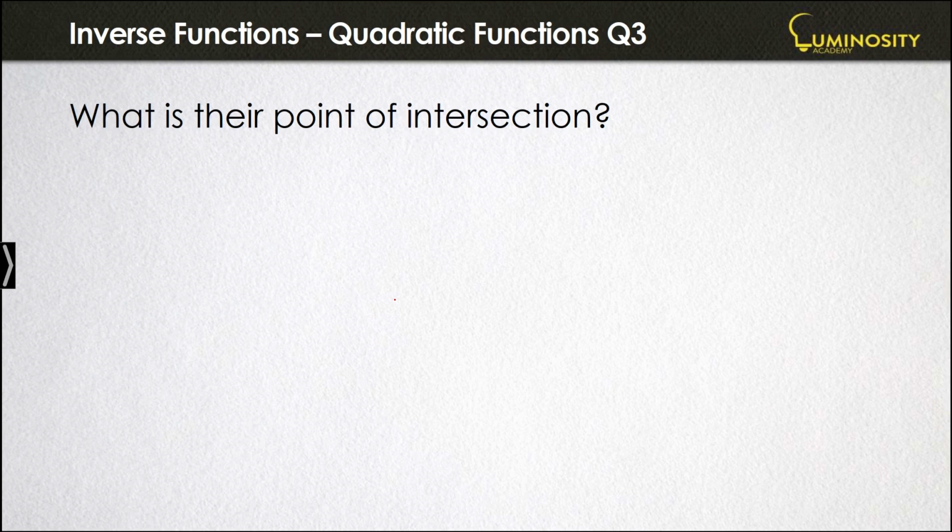But what is their point of intersection? And this is going to be a question that you guys might be asked. So how do we find this out? Well, we set their equations equal to each other. So we have negative 3x squared equals the negative square root of negative x over 3. So immediately we can see they both have negative signs. So we can take that out. So now we have 3x squared equals the square root of x over 3.